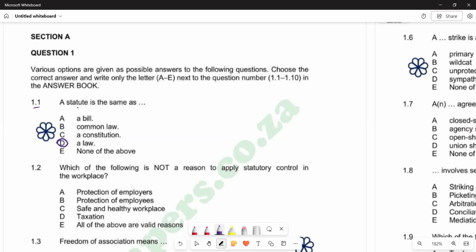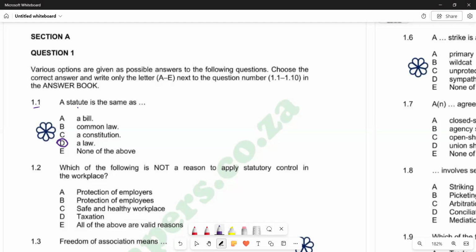You'd see that a bill cannot apply, because a bill we can define as a draft of a proposed law presented to Parliament for discussion. So it's a proposed law, and it doesn't qualify in the explanation that we have in terms of a statute.